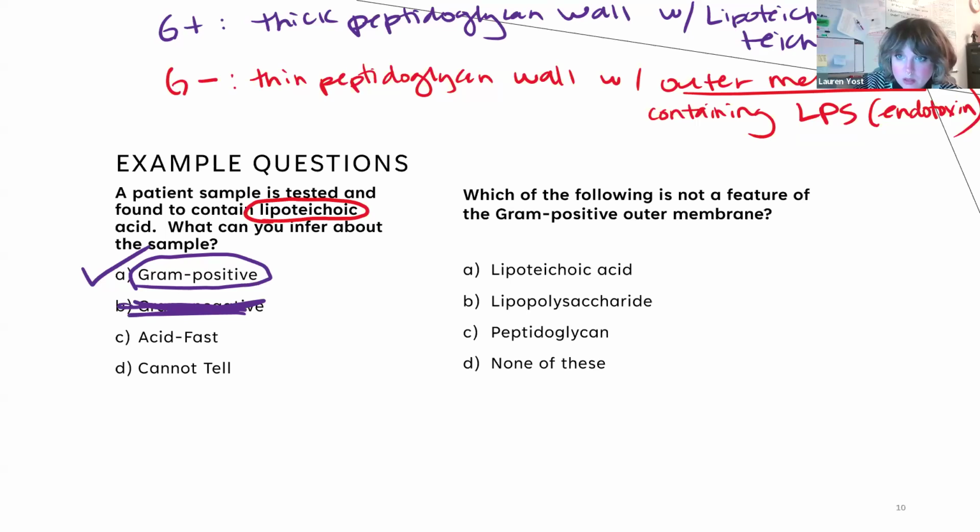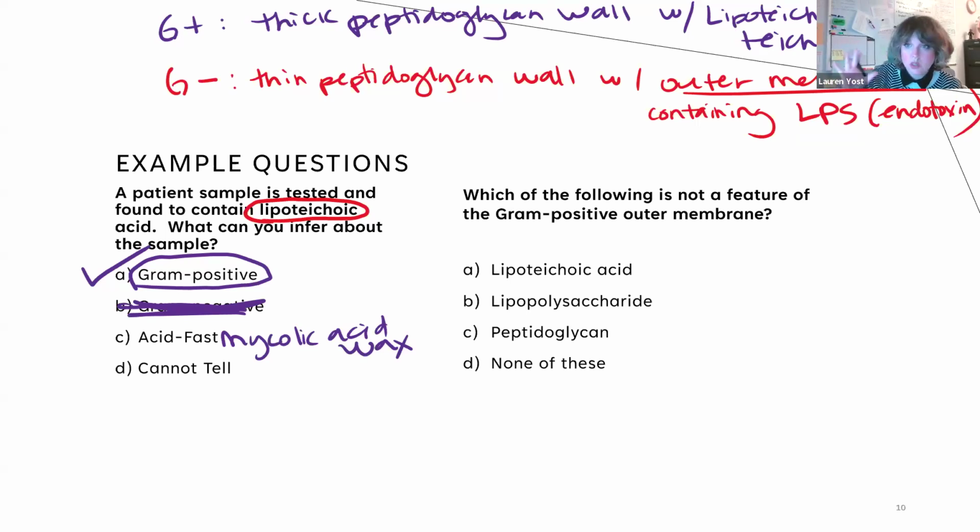Now, acid-fasts, these are the guys that have mycolic acid wax. They're also known as acid-fast. It has to do with the staining procedure, which is lab 4. We won't get to lab 4 before our exam for our Monday, Wednesday people. We should get to it for our Tuesday, Thursday people.